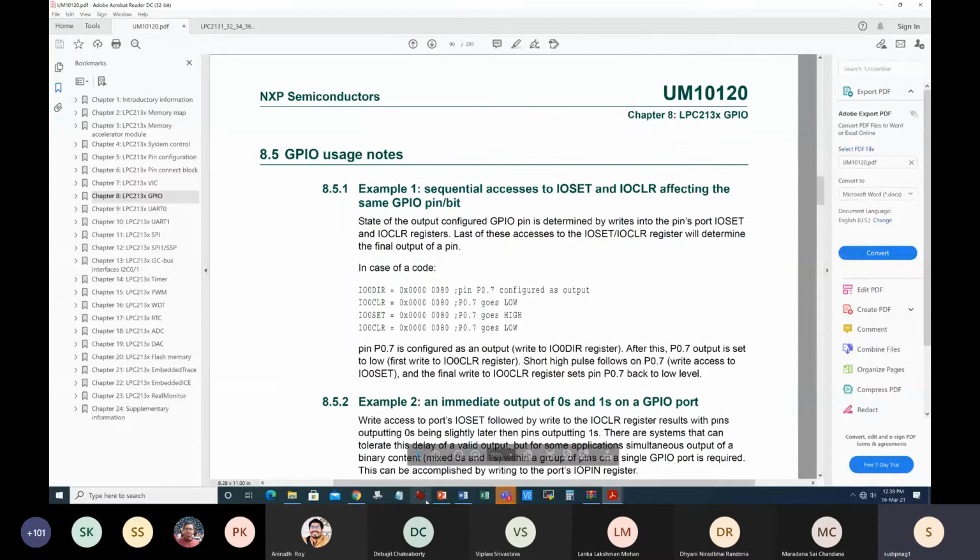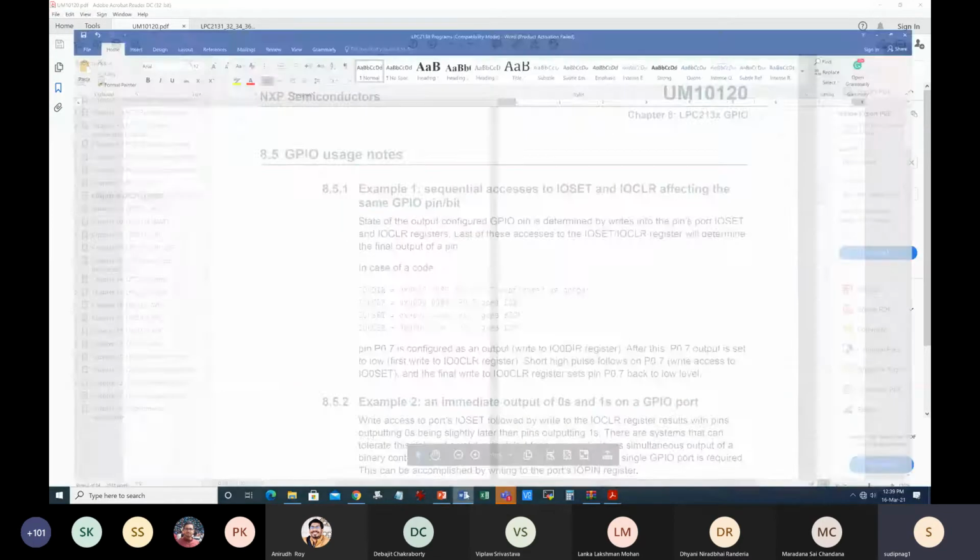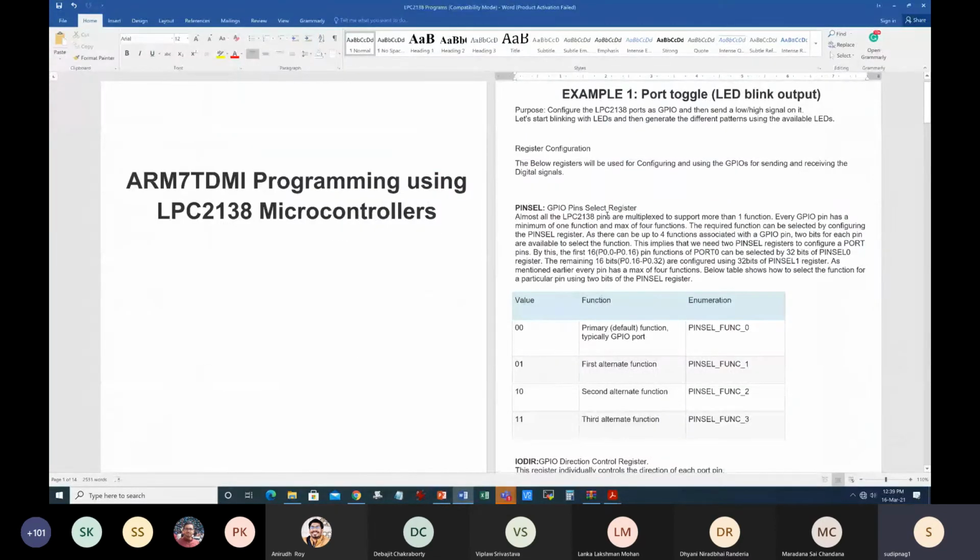I'll take you through an example. I think this is quite scattered. You can read it, obviously. So I'll just take you to my own notes from this manual, where we are trying to toggle an LED. We'll look at the program later on. First, let's revise what is written in the manual. First we have to do the pin select, where we select any one of the functions, either GPIO function or alternate function.